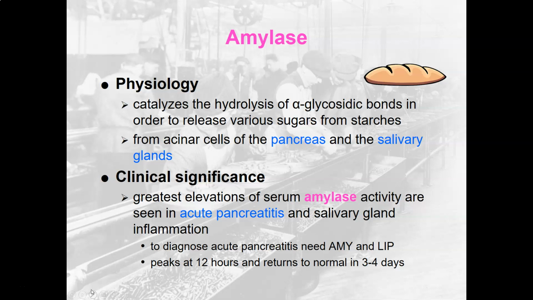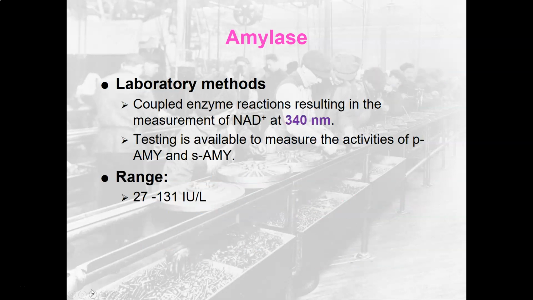The lab method for amylase is a coupled enzymatic reaction that results in the measurement of NADH at 340 nanometers, in the violet range. And testing is available to measure the activities of pancreatic and salivary amylase. So if you are seeing an elevation and it might be caused by salivary amylase, you need to distinguish that. There are ways to do that.